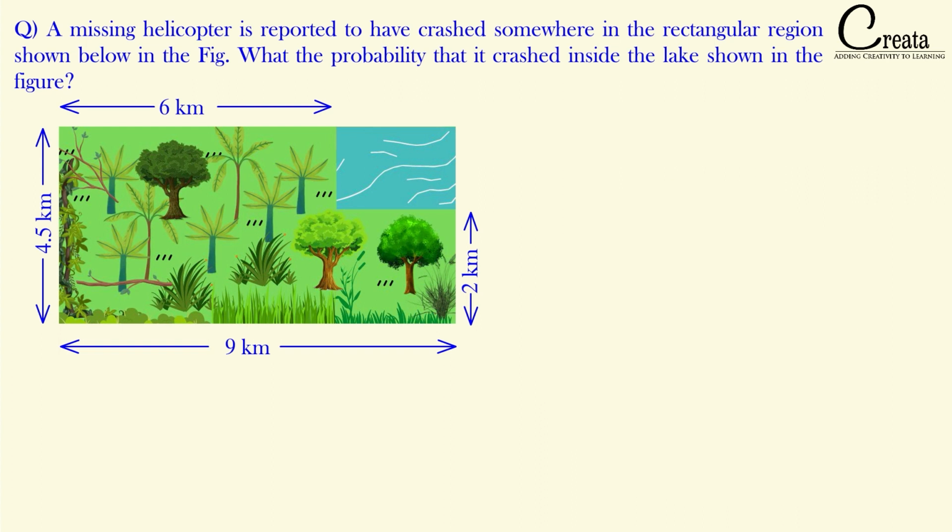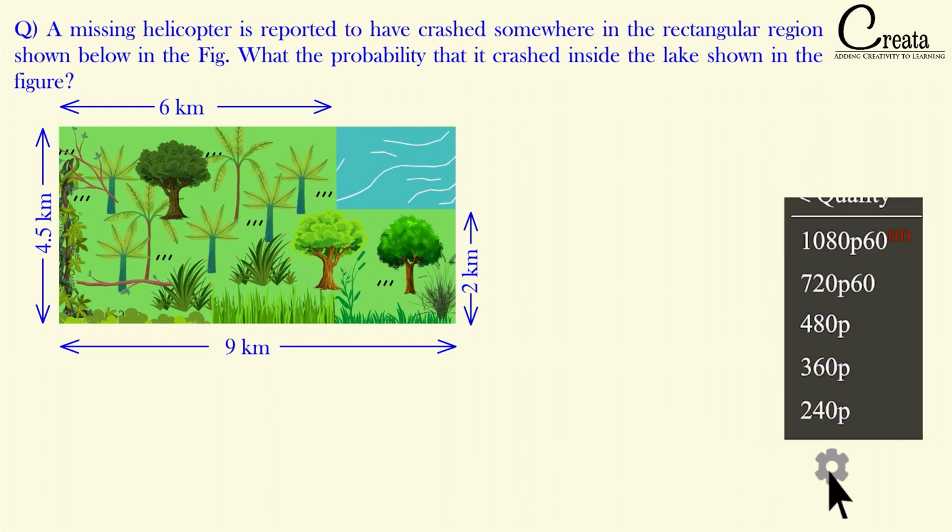So welcome back. Let's observe the question. A helicopter is missing and it has been reported that it has crashed somewhere in this rectangular region. The dimensions of the rectangular region are also given. A lake is also given in the figure, inside the rectangular region. We have to calculate the probability that the helicopter has crashed in this lake.